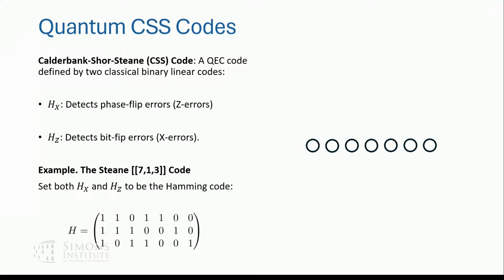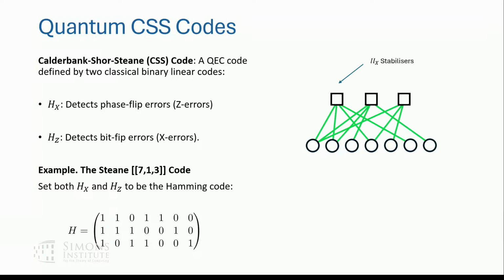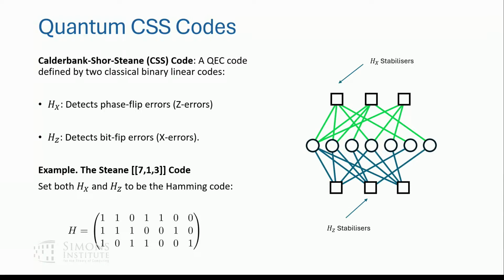Okay, so a famous example of one of these codes is the Steane 7-1-3 code. This encodes one logical qubit in 7, and it's defined so that both the HX and HZ components are the classical Hamming codes. And just like with the classical Tanner graph, we can create a quantum Tanner graph. So we have our 7 qubits here. We add 3 stabilizers to detect phase flips, and then we can also add an additional 3 stabilizers to detect bit flips.